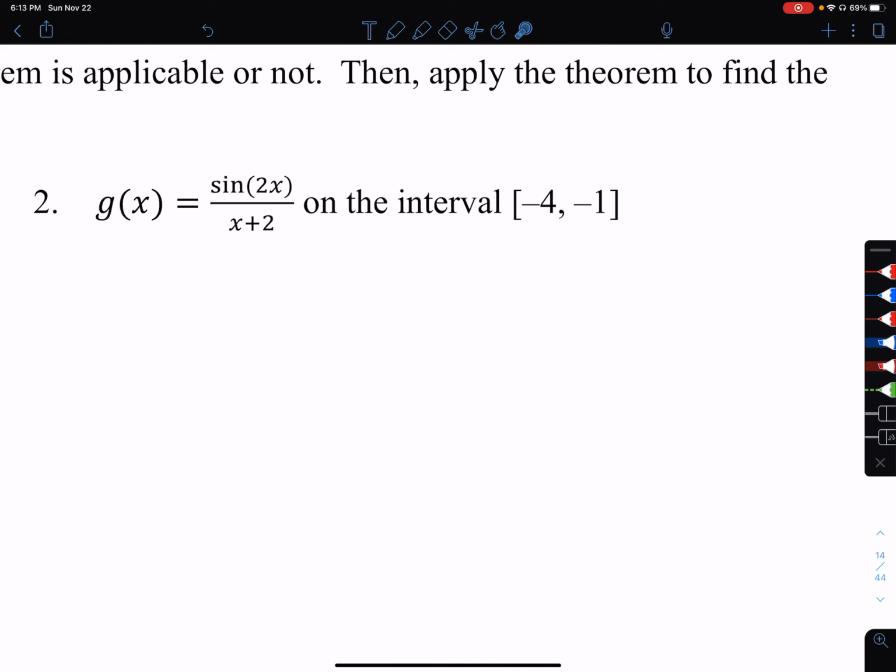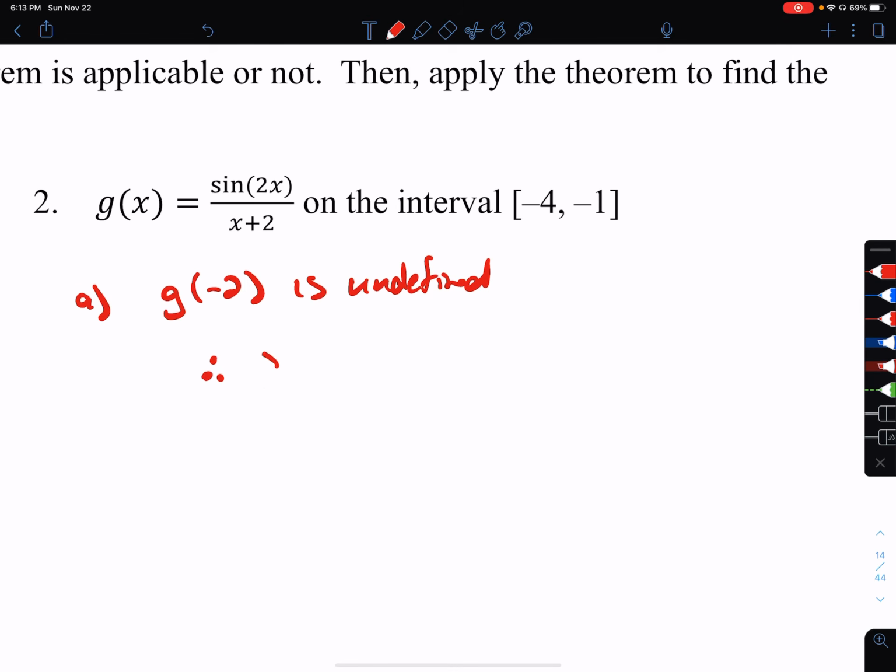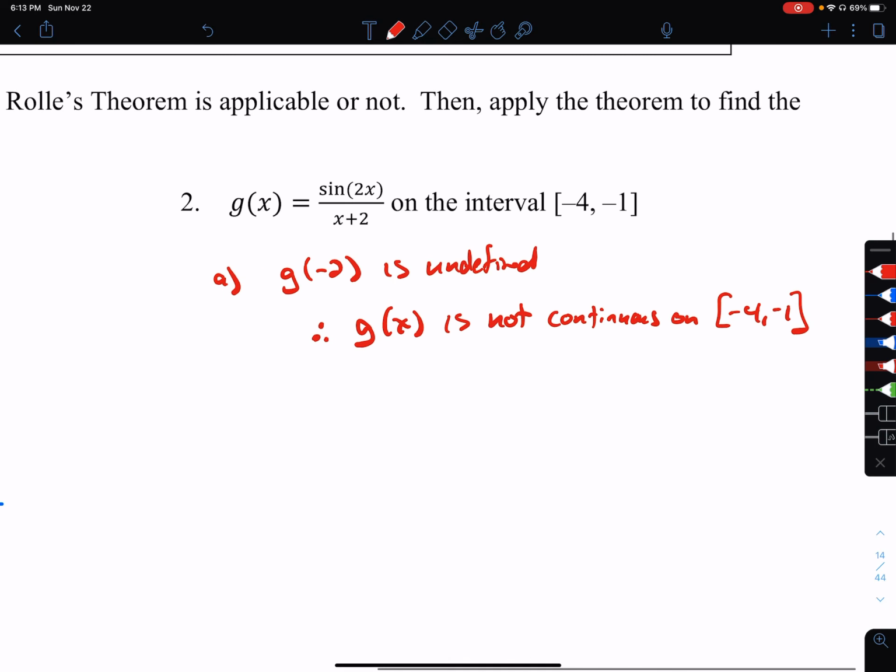All right, so it's okay for our function not to be continuous as long as it's continuous on this interval. So let's see, is this continuous? The only place this is discontinuous is when x is negative 2. Bummer. So we could say that g of negative 2 is undefined. Therefore, g of x is not continuous on the closed interval negative 4 to 1. Therefore, Rolle's theorem does not apply.